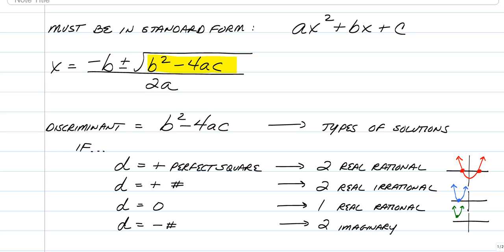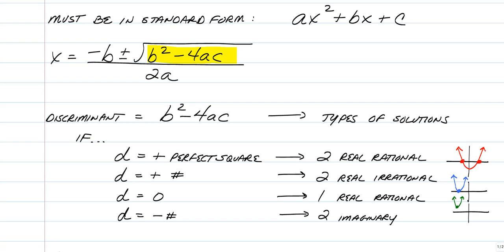Finally, if you have a negative number for your discriminant, you're going to have two imaginary numbers because the square root of a negative is imaginary. But remember, whenever we're solving for x and take a square root, we have our plus or minus option.